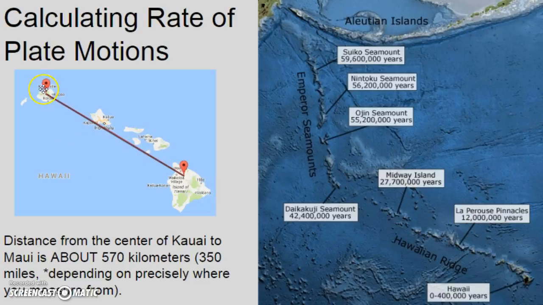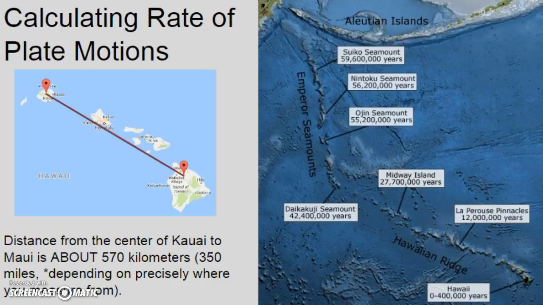The distance from Kauai to the Big Island, which is kind of more the center here, is about 570 kilometers, or 350 miles, depending on precisely where you measure from. So we can ballpark about 570 kilometers. And if we can assume that the rate has been relatively stable along this island chain, then we can actually calculate the rate at which the plate moves.